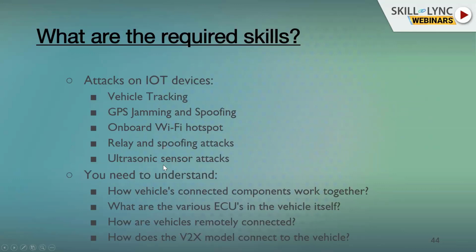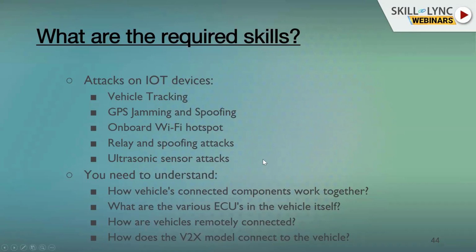Then another thing is IoT, how to secure IoT devices. Vehicle tracking is there, GPS jamming is there, onboard Wi-Fi hotspots. What could be the possible threats and vulnerabilities related to the onboard Wi-Fi hotspot? Then relay and spoofing attacks are there. Ultrasonic sensor attacks are there, where the data sent by the ultrasonic sensors could be manipulated, which will completely change the calculation of the ECUs and could impact the functionality. So all these things come under attacks on IoT devices.